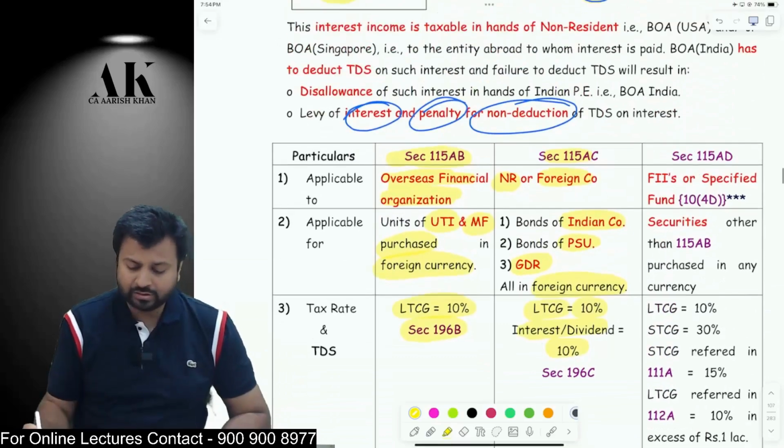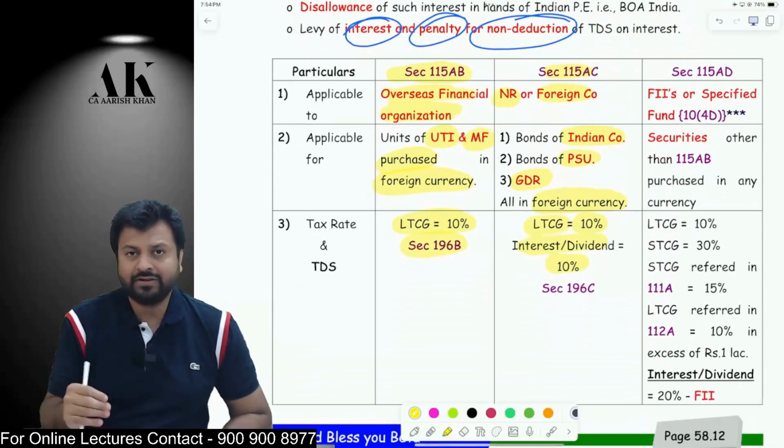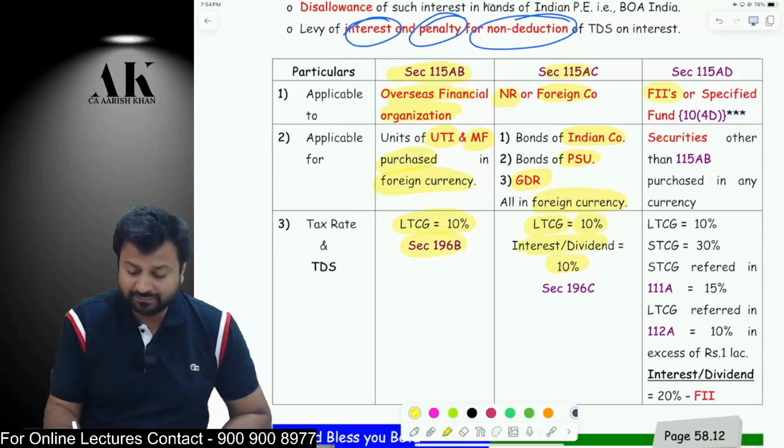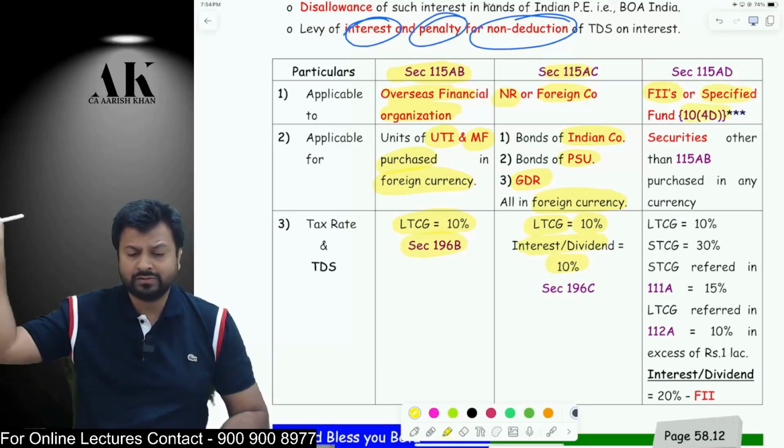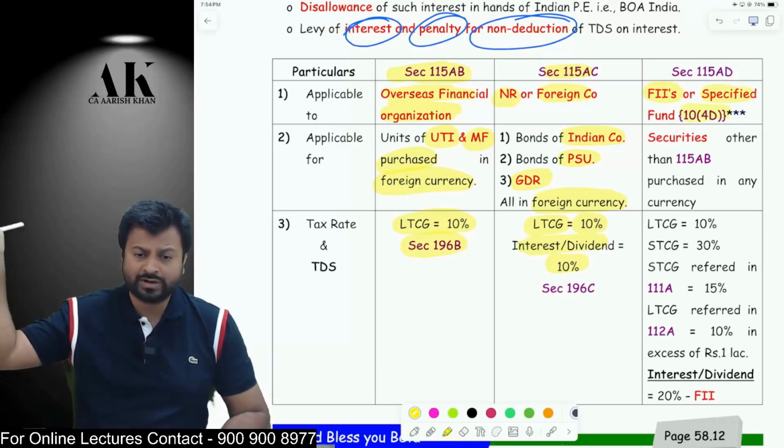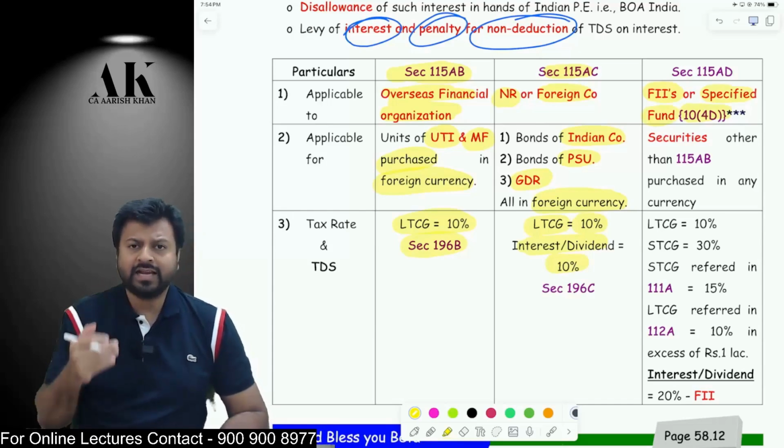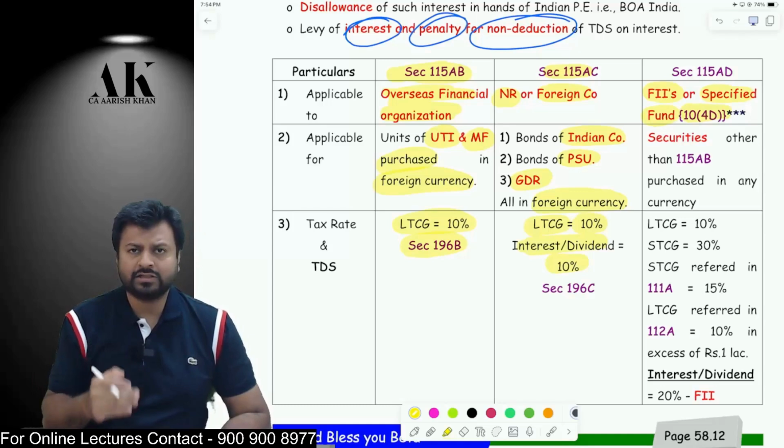Okay. Now, coming to the third section. The third section is 115AD, and there are multiple tax rates over here. Who is the assessee over here? The assessee is a specified fund, which is covered under 10(4)(d), which we have already done in capital gains revision. Go and check over there. And FIIs. So FIIs and specified funds, these are the two categories of people who are there over here.